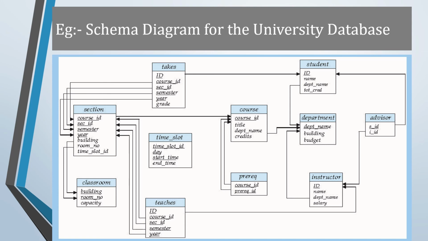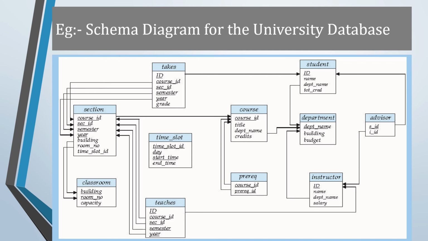Here we are given a sample schema diagram for the university database, which consists of around 11 relations. These relations are represented as boxes, and the relation name is at the top of the box, and the list of attributes is listed inside the box. The primary key attributes are underlined, and the foreign key dependencies are shown with the help of arrows from the referencing relation to the referenced relation.